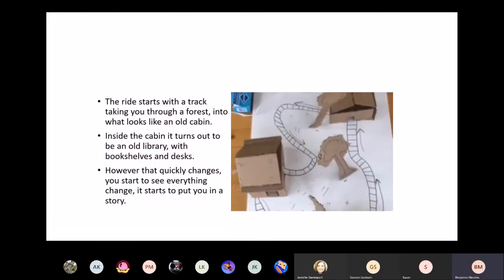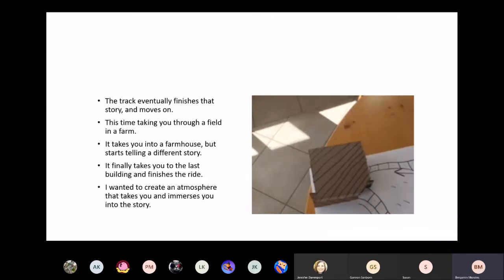So it starts with a track that takes you through a forest into what looks like an old cabin. Inside the cabin, it turns into an old library with bookshelves and desks. However, that quickly changes. You start to see everything change. It puts you into a story. The track eventually finishes, and that story moves on.